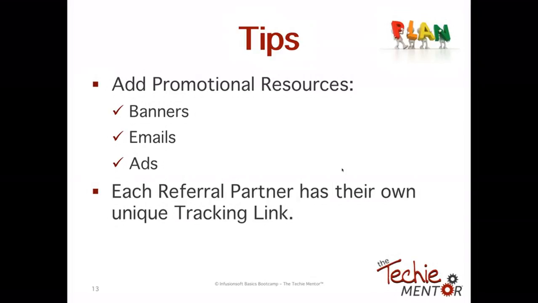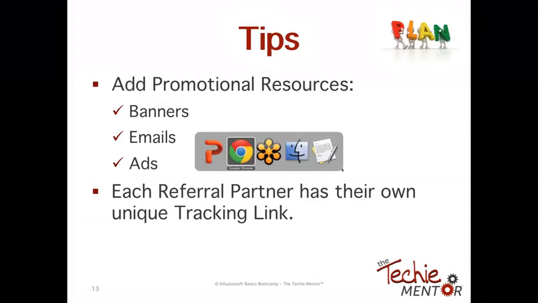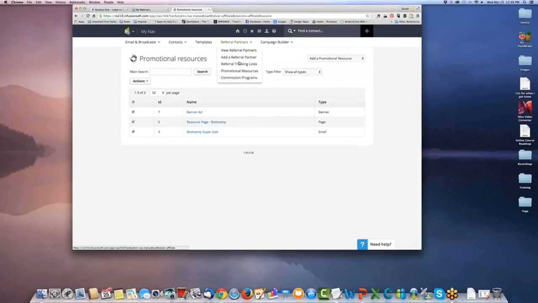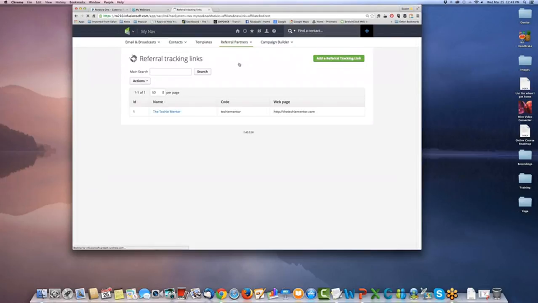Now, each referral partner has their own unique tracking link, which we looked at. You can also create specific links as well. So remember, each program can have its own specific link. Think about this. If you have a default commission program, maybe it goes to your website. Anything on that website is available and it will be tracked if they sell any products.